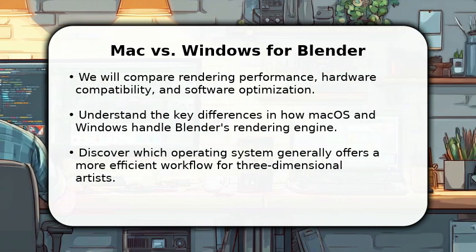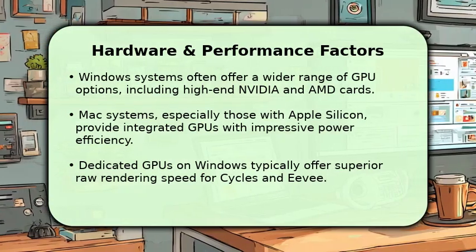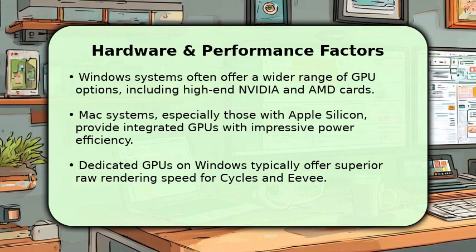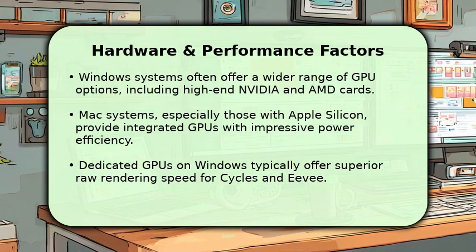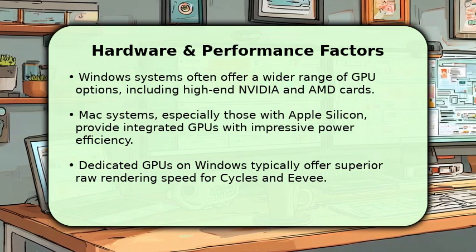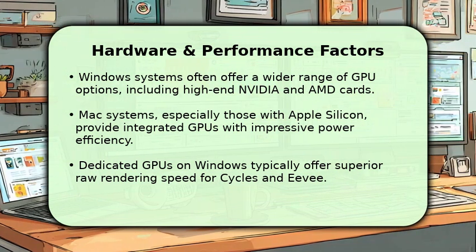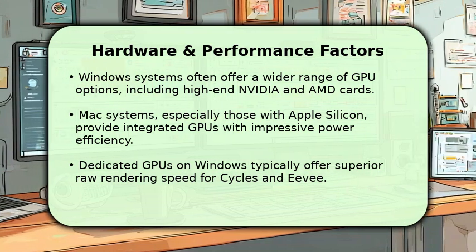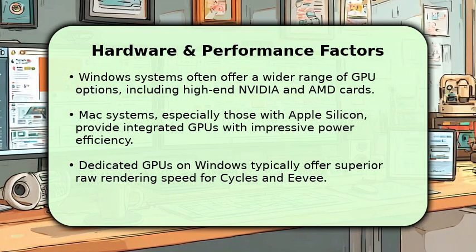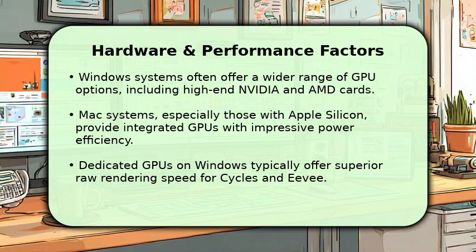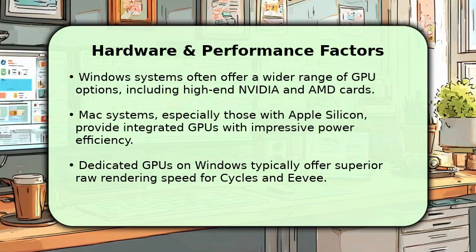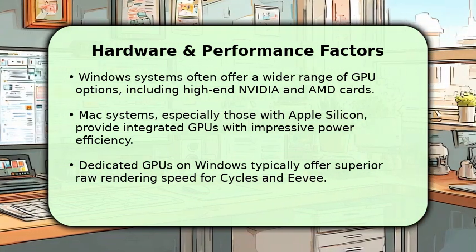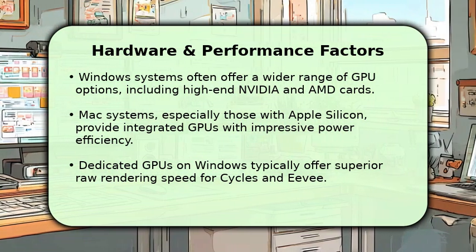When it comes to raw power, Windows machines often boast a broader selection of powerful dedicated graphics cards from NVIDIA and AMD, which are frequently favored for Cycles rendering. However, modern Mac systems, particularly those with Apple Silicon, offer highly optimized integrated GPUs and unified memory. This can lead to remarkable performance, especially when handling massive scenes or complex simulations, where memory bandwidth becomes a critical factor. It's a trade-off between sheer brute force and highly efficient integration.